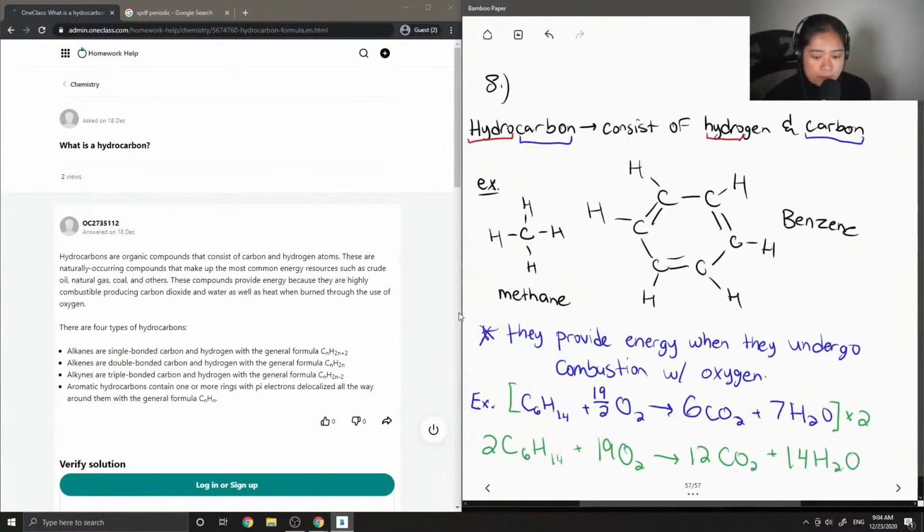Okay, so if we quickly double check, we should have 12 carbons, 28 hydrogens, and then however many oxygens that is. 19 times 2, so 38.